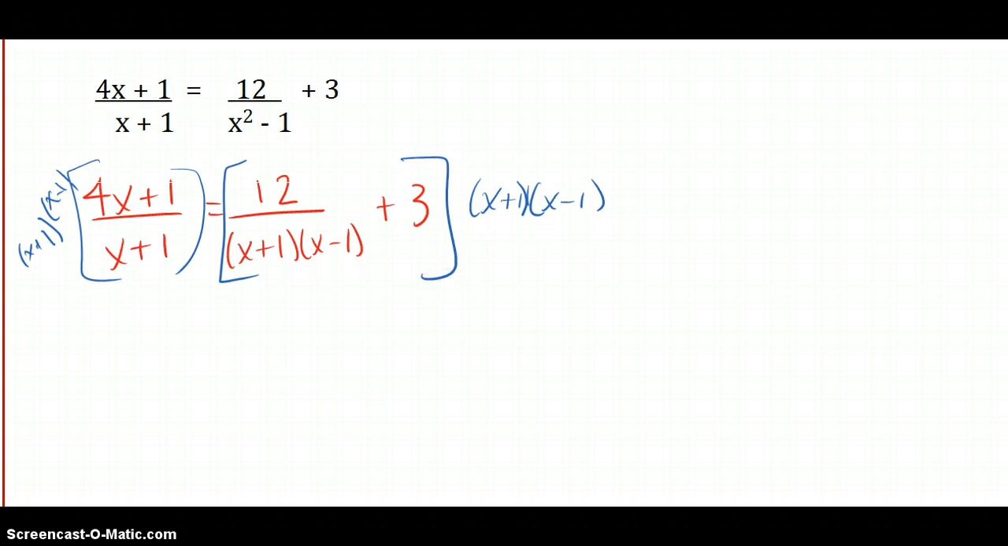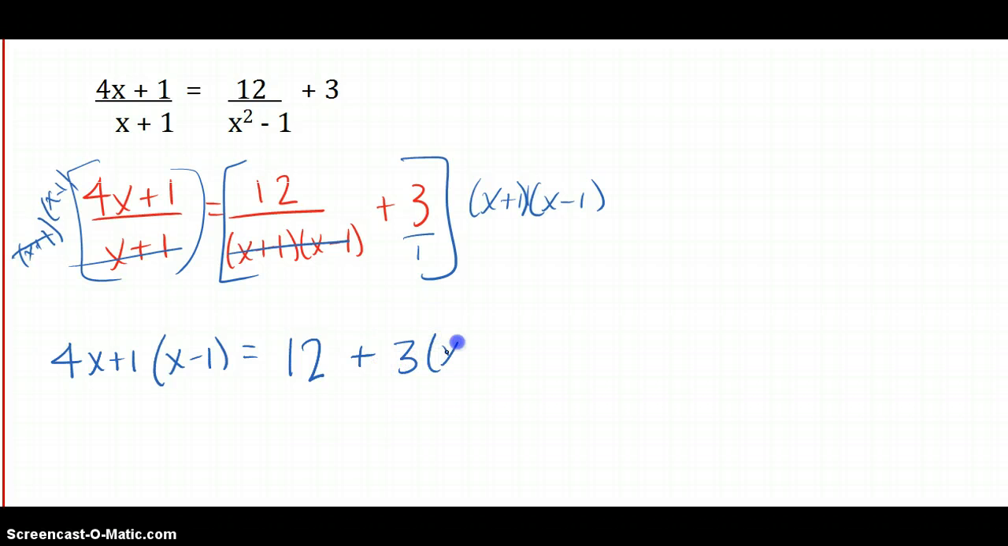So when I go ahead and do that, over here my x plus 1s are going to cancel. So I have 4x plus 1 times x minus 1 equals, on this first fraction, I have this whole fraction times x plus 1, x minus 1, so my whole denominator and this cancel out. So I'm just left with 12. Plus, I have just a 1 here, so nothing cancels out, so I have 3 times my whole denominator, x plus 1, x minus 1.